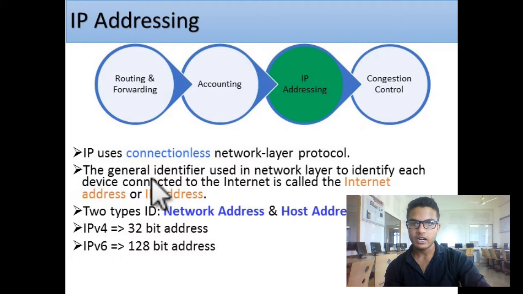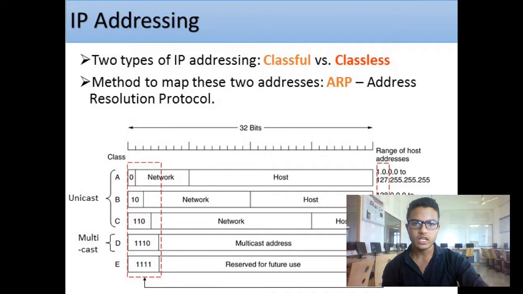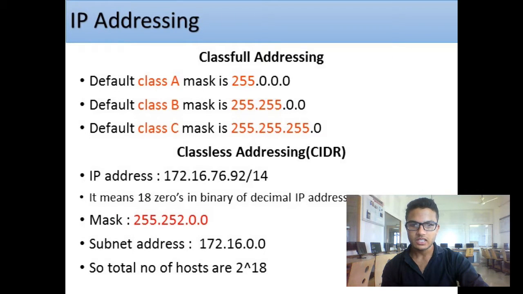The major job is IP addressing. The general identifier used in the network layer to identify each device connected to the internet is called the IP address. There are two types of ID: network address and host address. There are two types of IP addressing mechanism: classful and classless. In the classful addressing system, all the IP addresses are divided into 5 classes: A, B, C, D and E. A, B, C are frequently used, because class D is for multicast and rarely used, and class E is reserved, which is not currently in use.